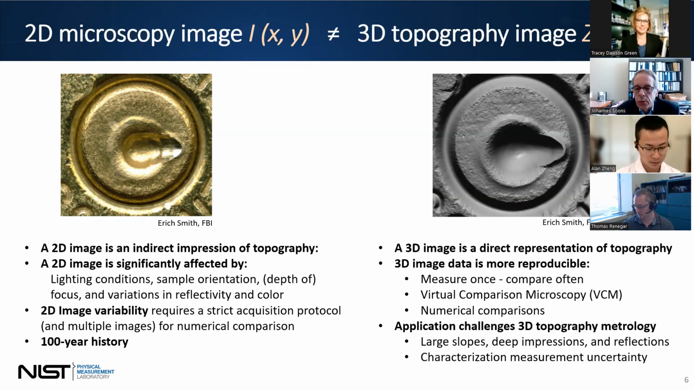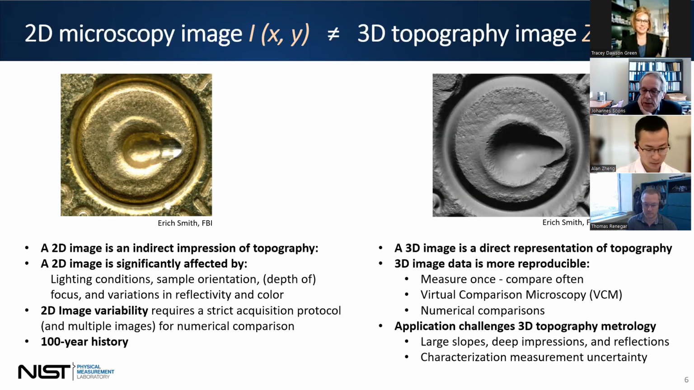3D microscopes, on the other hand, allow you to directly measure what is of interest, which is the topography, the peaks and valleys of the sample. The image data that you acquire is much more reproducible, and that allows you to measure once and then compare as often as you want, for example, using virtual comparison microscopy. The high repeatability of the data also facilitates numerical comparisons, as Alan will show.